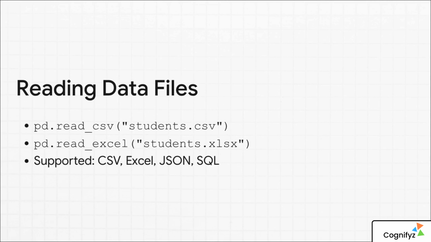You literally just type pd.read_csv and drop in your file name. Working with Excel, pd.read_excel works exactly the same way. Boom! A file with millions of rows is loaded and ready for action. No waiting for loading screens, no crashing.